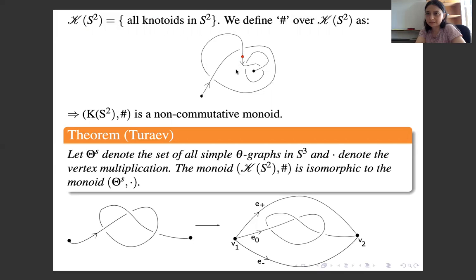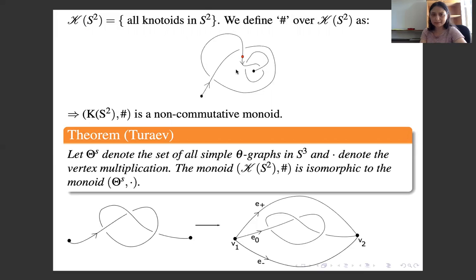This defines a well-defined operation for the spherical knotoids, and actually it makes our set of spherical knotoids have an algebraic structure. It becomes a semi-group with identity, but it's not commutative.